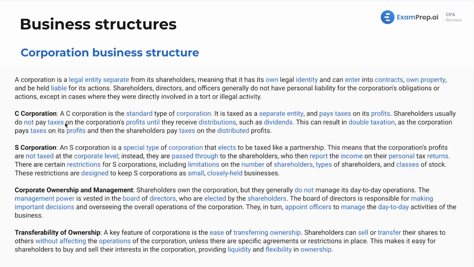But that is how this is set up. Now, C corporations, it's the standard type of corporation. It's taxed as a separate entity and pays taxes on its profits. Shareholders usually do not pay taxes on the corporation's profits until they receive distributions such as dividends.